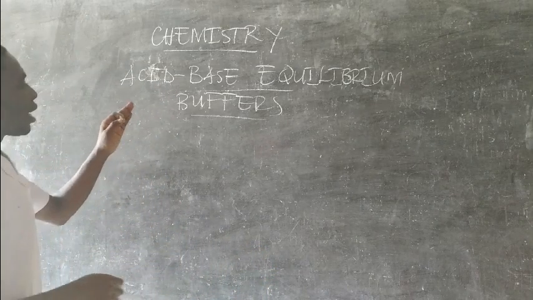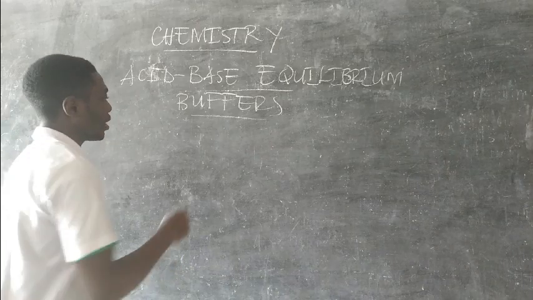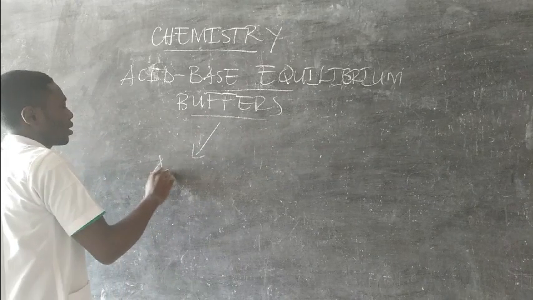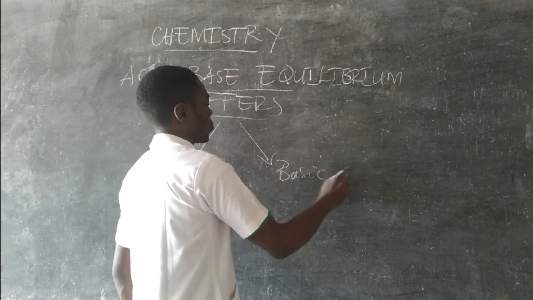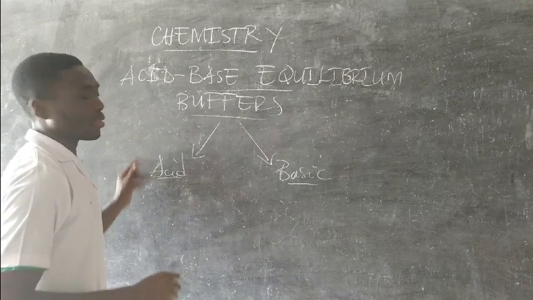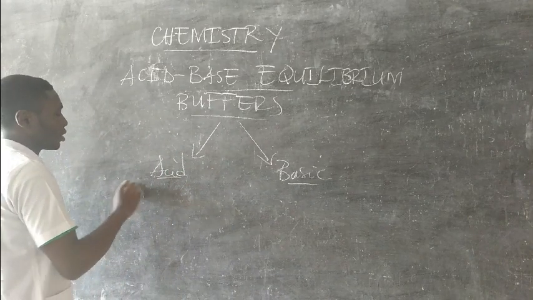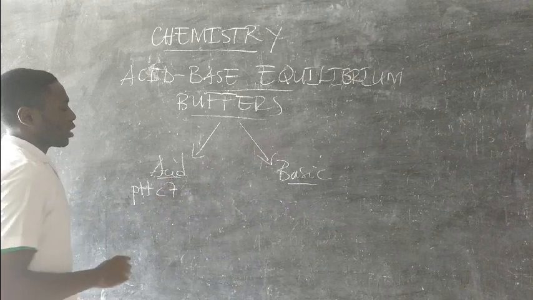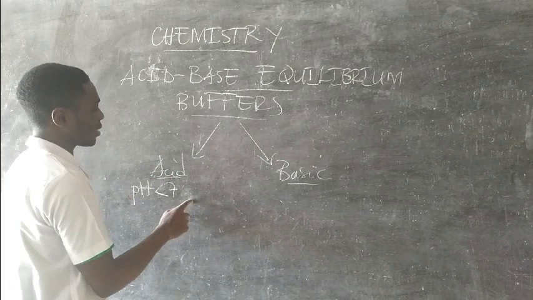Now, let's look at how many types of buffers there are. We have two types of buffers: acid buffers and basic buffers. Acid buffers are buffer solutions with pH less than 7. Normally for an acid, the pH is less than 7. So acid buffers are buffers with pH less than 7.